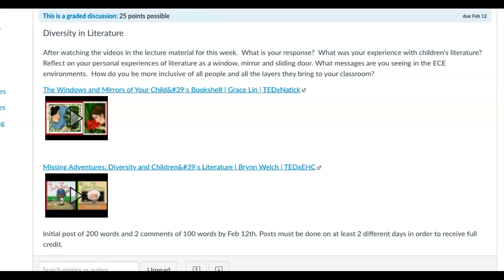What were your experiences with children's literature? Did you have windows, mirrors, and sliding doors? Think about diversity. Do we have enough that represents the lived experience of our children, the racial components, the socioeconomic components, the ability components, the family structures of our children, things along those lines? So these are some really great. Grace Lynn does an amazing job explaining the concept and then going into her own experiences.